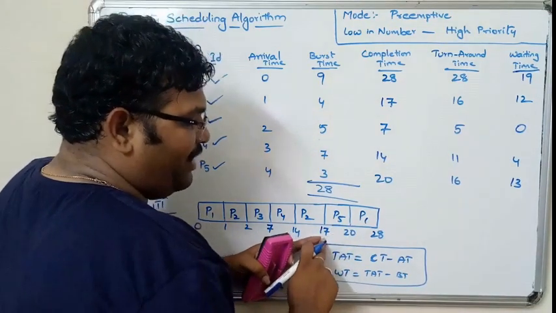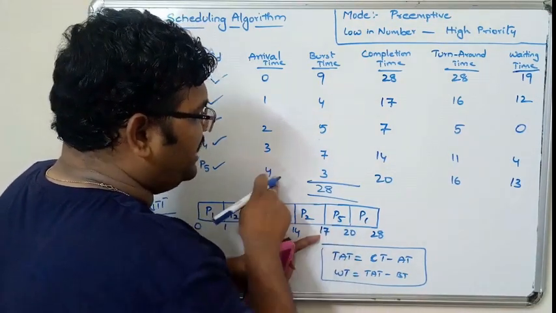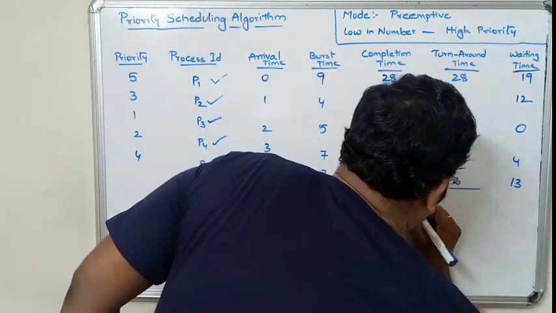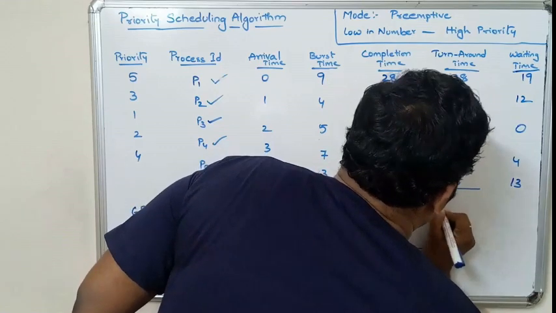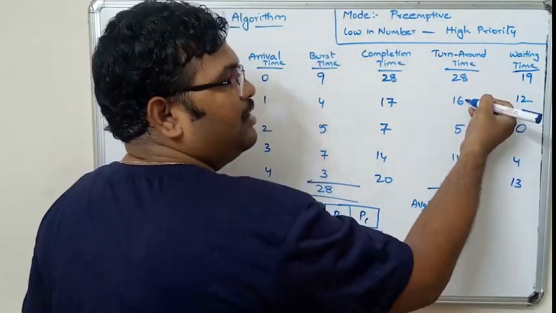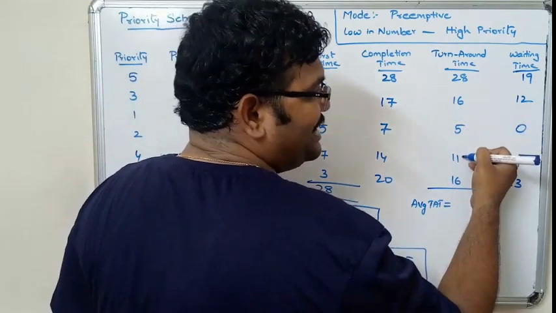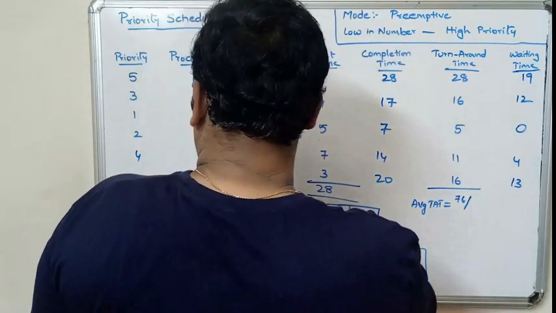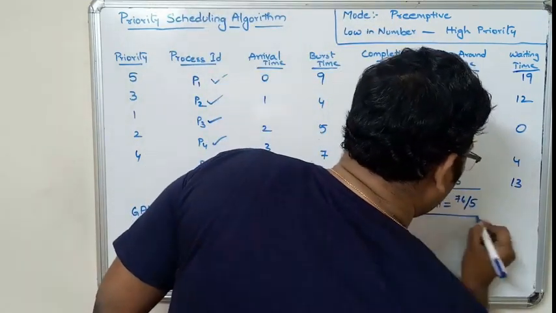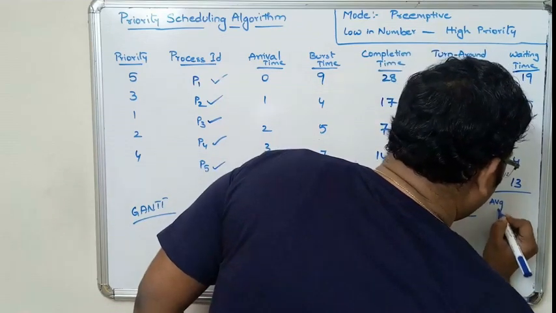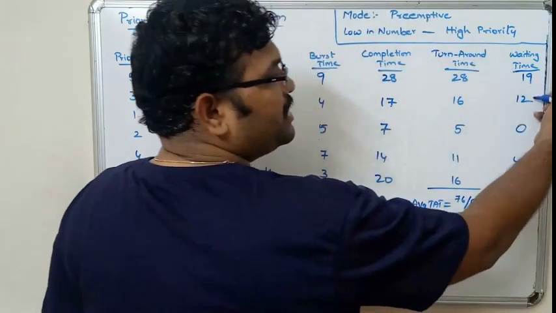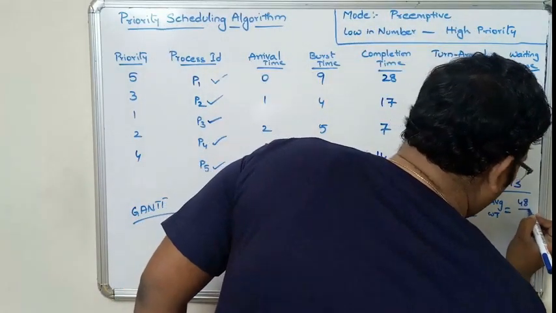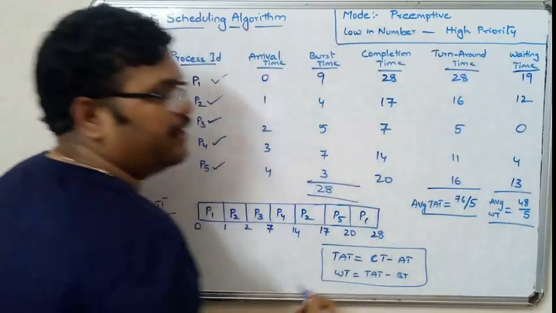P5 is allocated to the CPU at 17 and it arrived at 4. 17 minus 4, it's 13. So average turnaround time is equal to 28, 16. So 44, 49, 60, 76. 76 by how many processes? 5 processes. 76 by 5. Now average waiting time. So 19 plus 12 is 31, 35 plus 48. 48 by 5. Average waiting time.